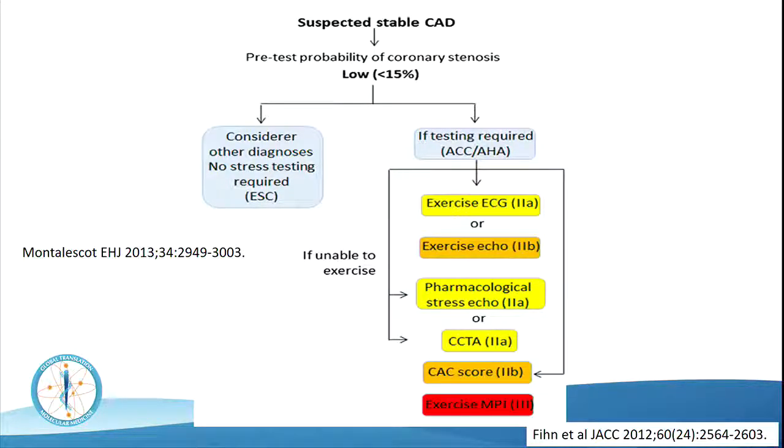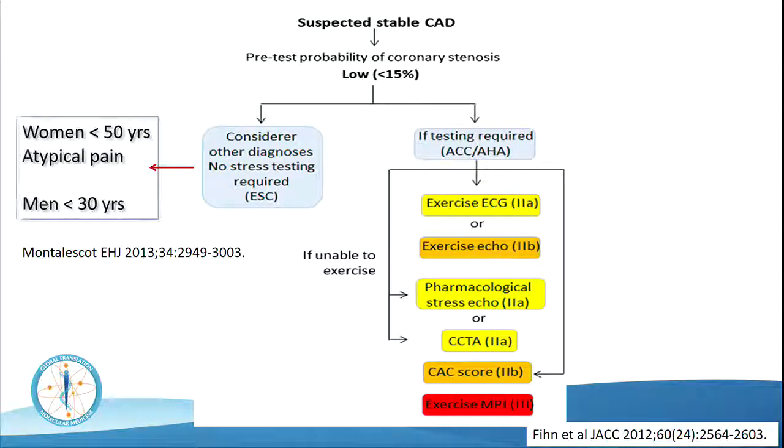The appropriate use criteria are in direct contradiction to the European and the American guidelines. The European guidelines define low risk as less than 15% risk of coronary artery disease, which is essentially women less than 50 with atypical symptoms or all young men, and they don't recommend testing in this group.